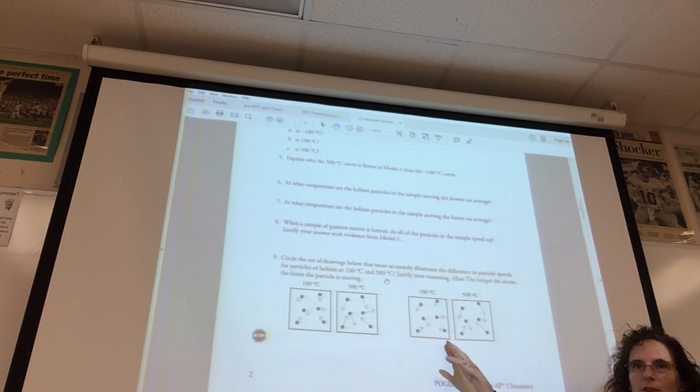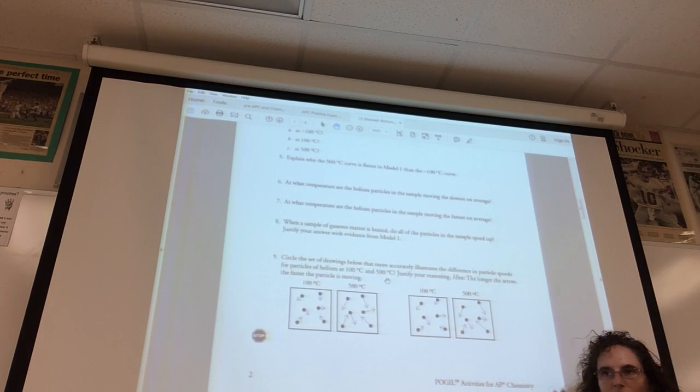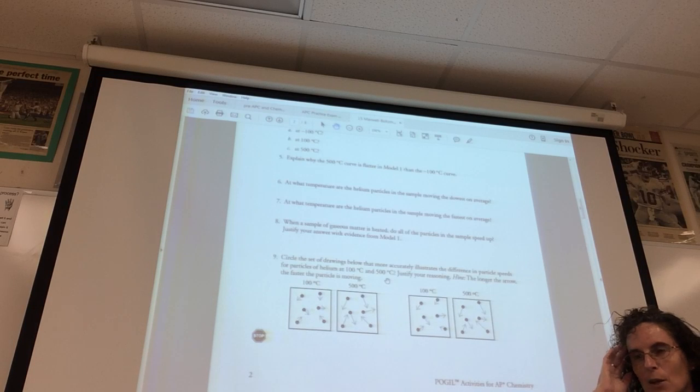This little picture, I saw a question on an AP exam. So these little diagrams, it's easy once you get it.